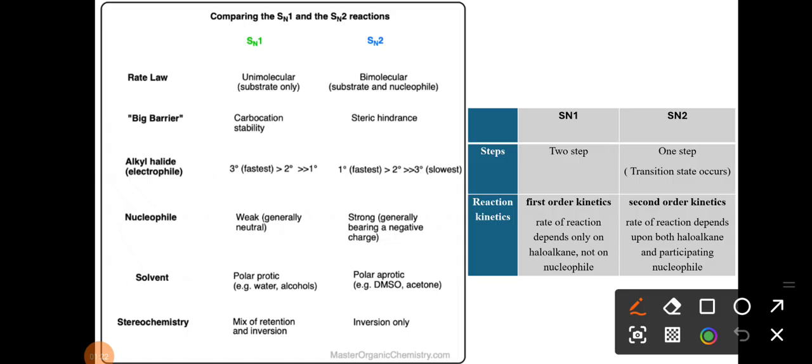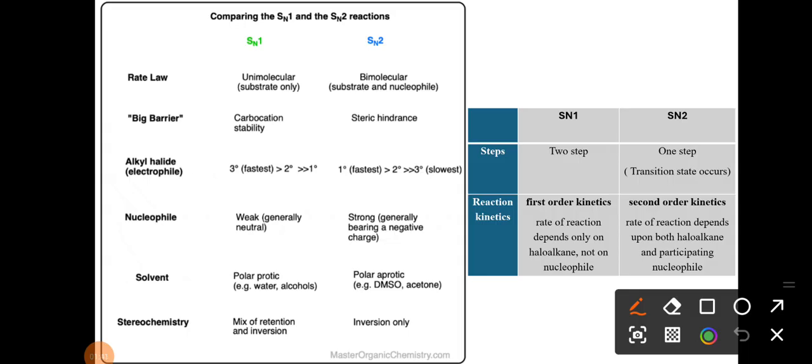So first one is the rate law. In SN1 reaction, that is unimolecular. Similarly in SN2, that is bimolecular. So what is unimolecular? It means that the rate of reaction depends only on your substrate, right? And in SN2 reaction, it depends on the substrate as well as your nucleophile.